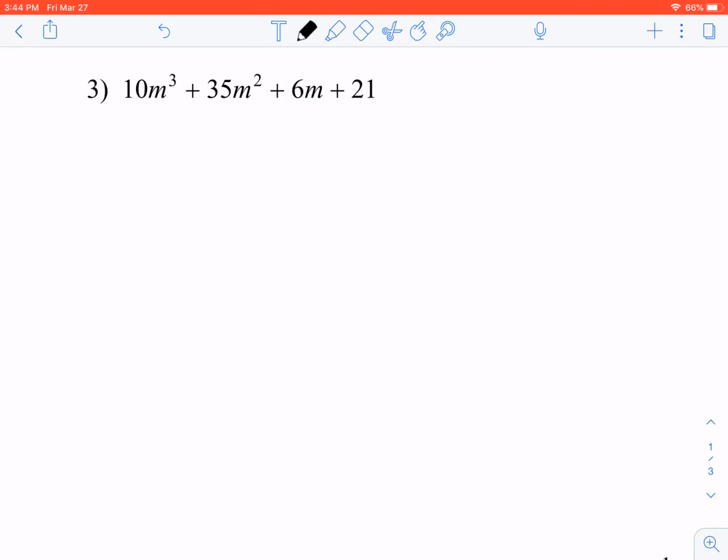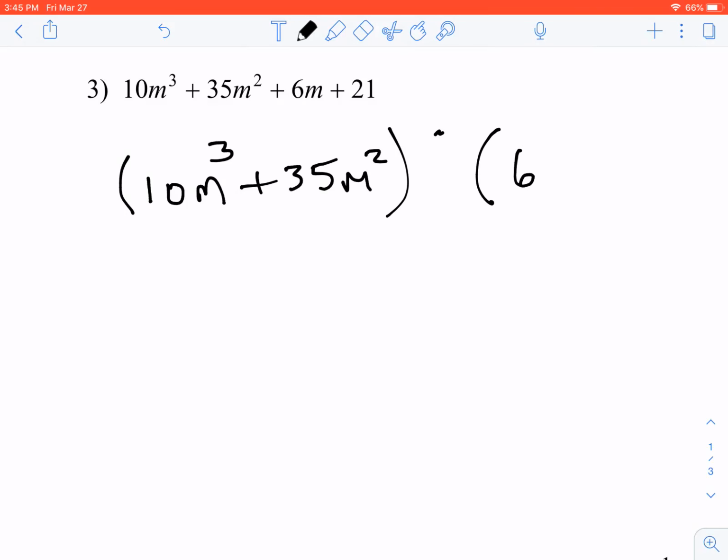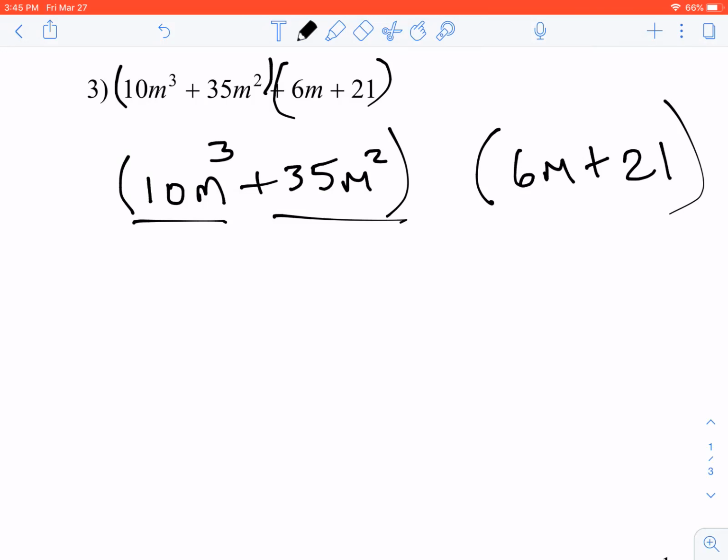So I'm going to make my first group 10m cubed plus 35m squared. I'm just rewriting the problem, but putting parentheses around the two pieces. The next one, I'm going to leave some space in order to put that GCF in there, and I'm going to group that one to be 6m plus 21. So all I did was put parentheses around those and left a little space in between in order to factor out a GCF.